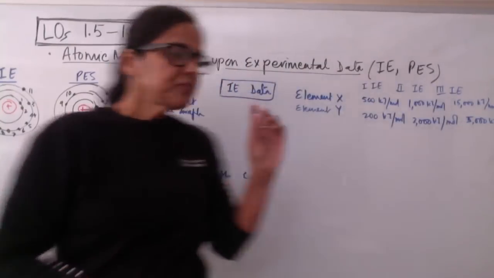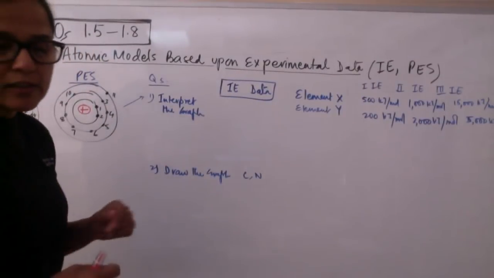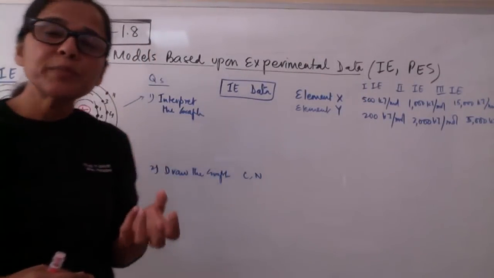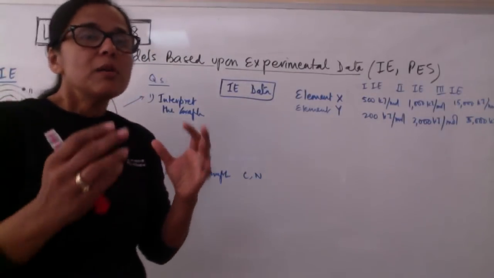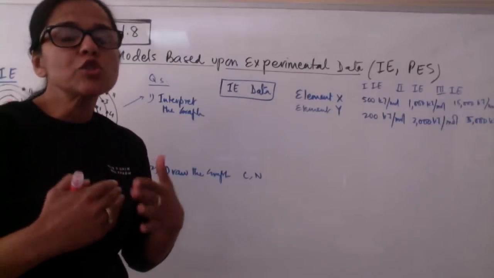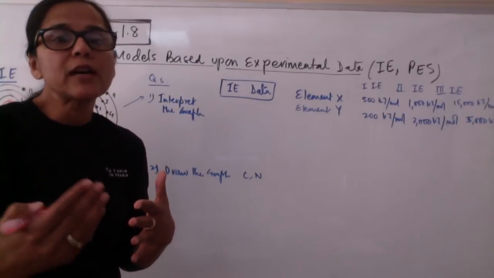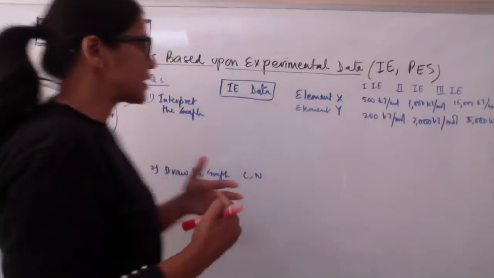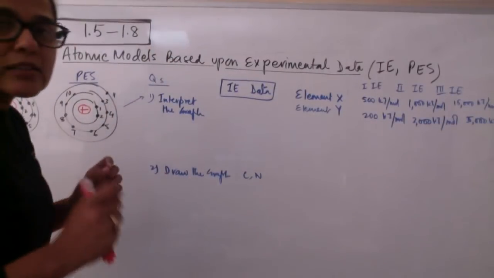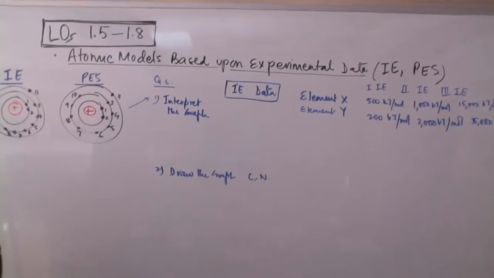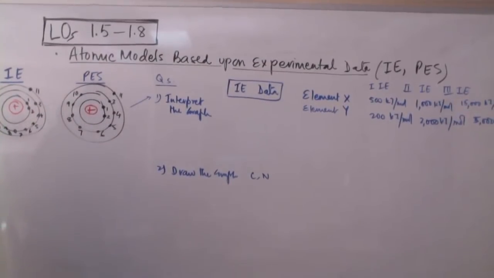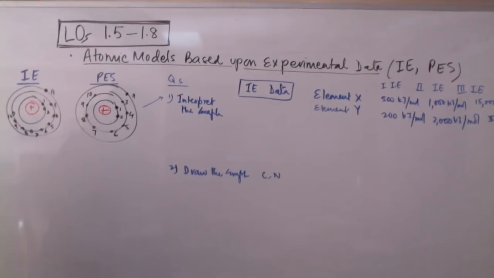So the first learning objective here says that students should be able to interpret experimental data to come up with a model, or based upon experimental data, should be able to propose whether a given model is right or not. Let's get the difference between ionization energy and photon emission spectroscopy clear. So I have a picture here, and in this picture, I have tried to draw two atoms, multi-electron atoms.